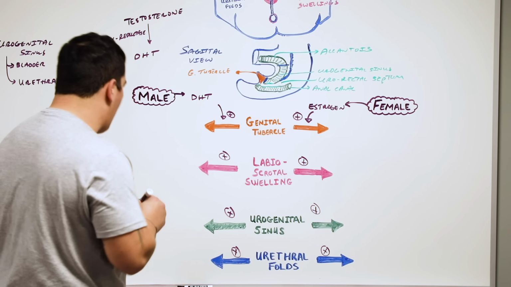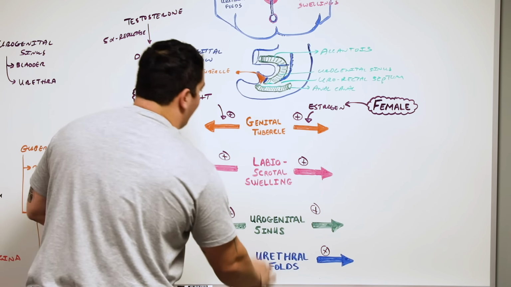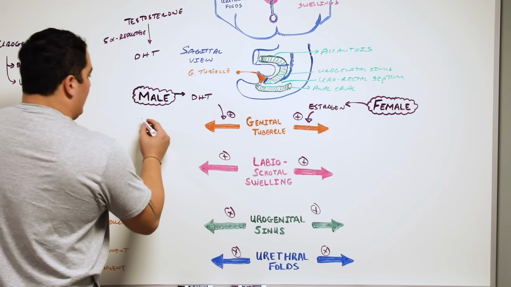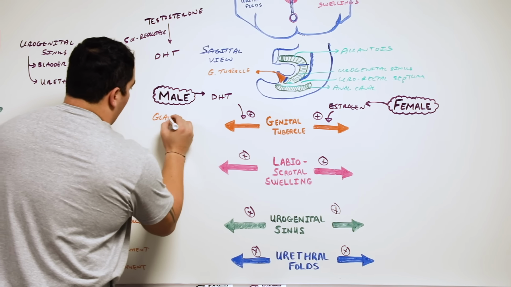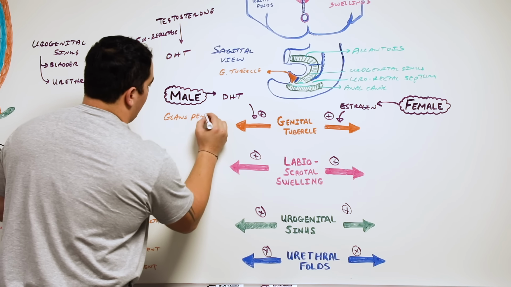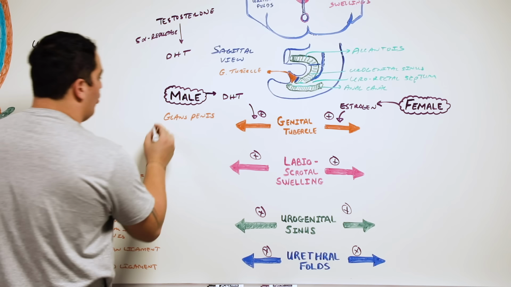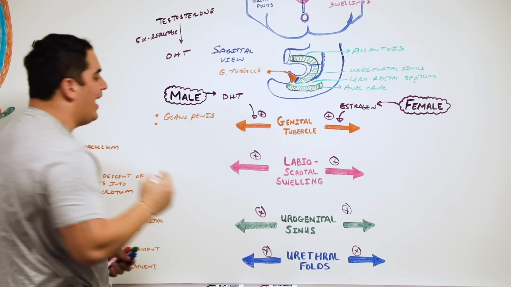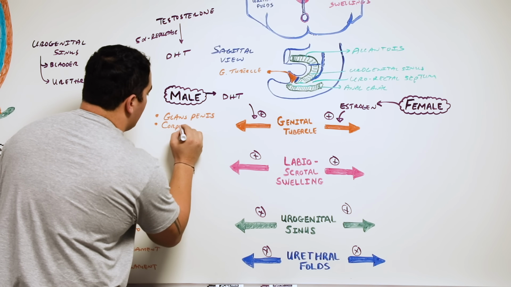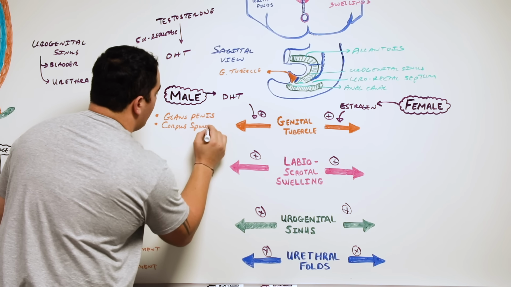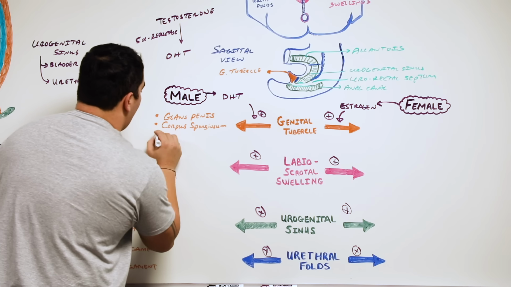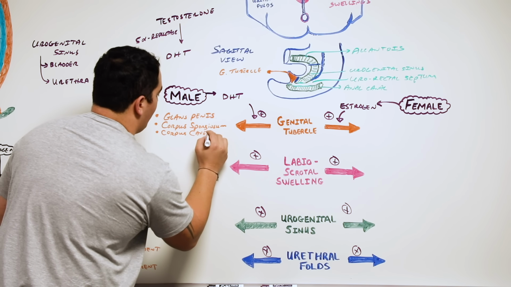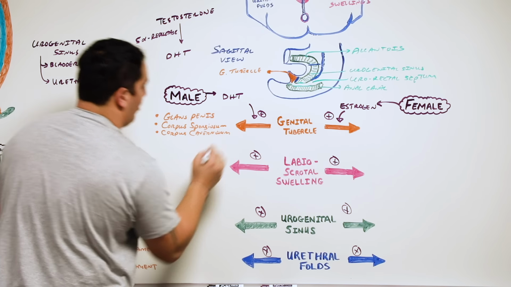Okay. Now, enough of that. Let's know what the heck the genital tubercle becomes in the male and in the female. In the male, this gives rise to what's called the glans penis. It also gives rise to very important erectile tissue, and that is called the corpus spongiosum and the corpus cavernosum. These are very important structures that you need to remember.